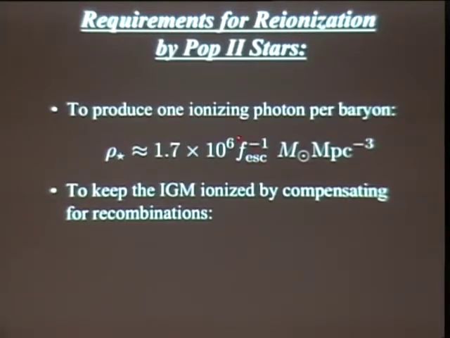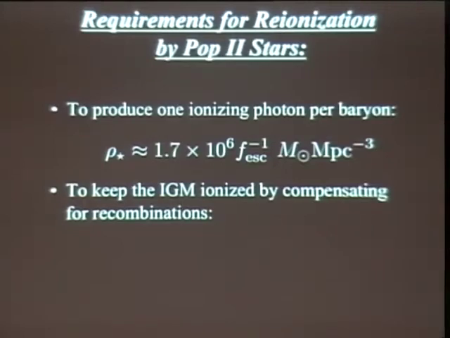But if some of these photons are absorbed inside the galaxies, and only a fraction of them escapes, then you have to introduce this escape fraction, f_escape, to the minus one in this formula, because you need to produce many more photons now, only a fraction of which is able to escape from the galaxies.